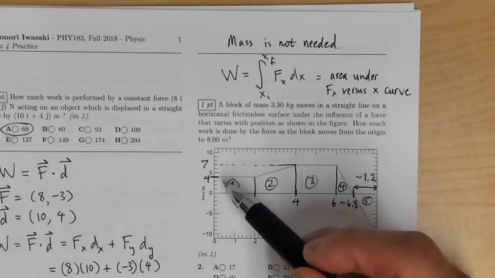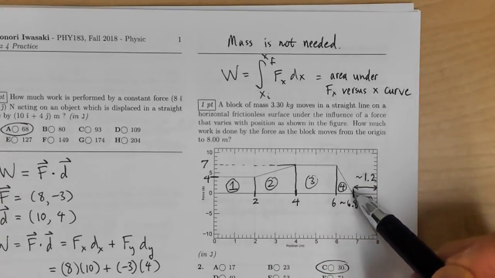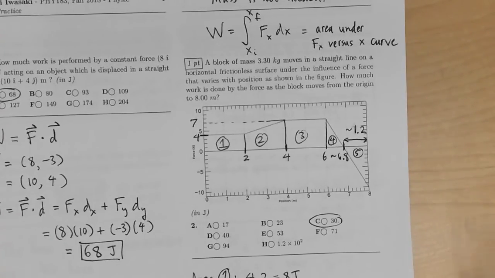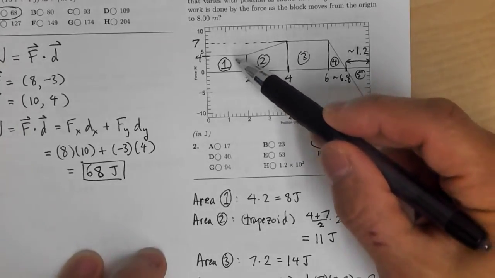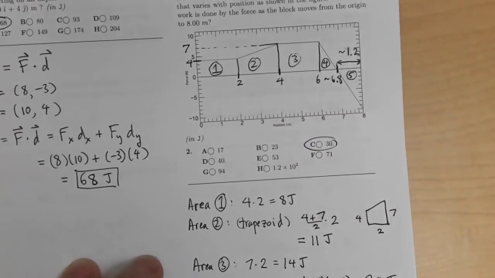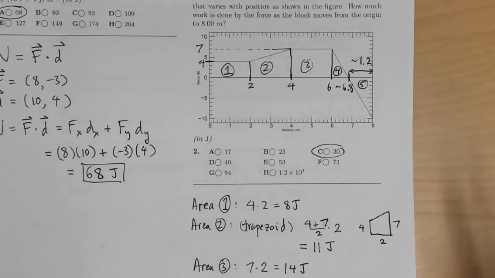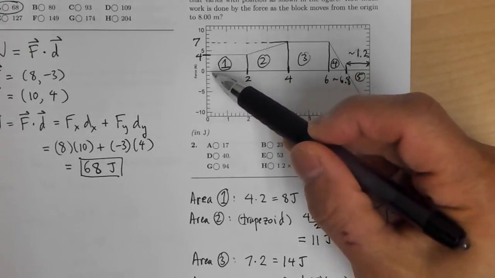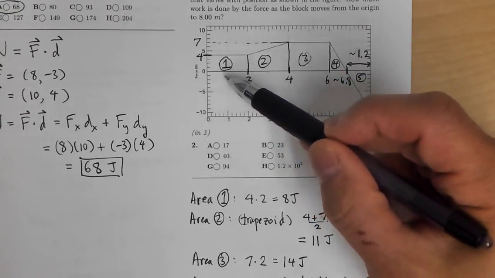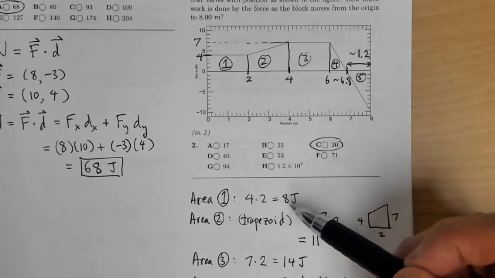Okay. Now we just need the area under this part here, the positive part, and then subtract the area of this triangle here. Okay, let's break it up into regions. We first have a rectangle. Okay, this is region 1. Region 1 has a height of 4 newtons, a width of 2. So the area is 4 times 2 equals 8.